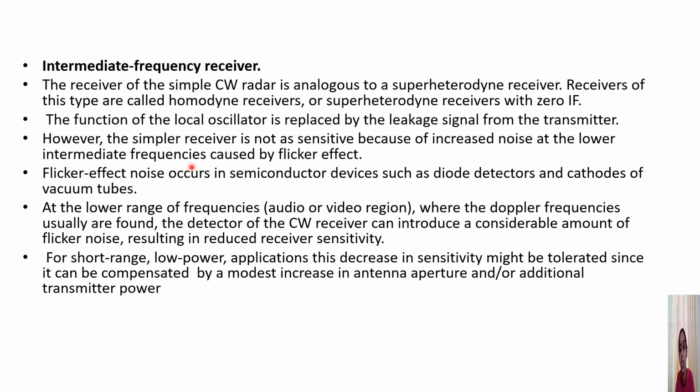That is, when you're considering shot noise, thermal noise, etc., they are all independent of frequency. But when we are considering the flicker effect, it will be dependent upon frequency and it can occur in semiconductor devices such as diode detectors, cathodes or vacuum tubes, etc. So it has a very low intermediate frequency, because here we do not have a local oscillator to produce a very high frequency or an IF amplifier, etc.